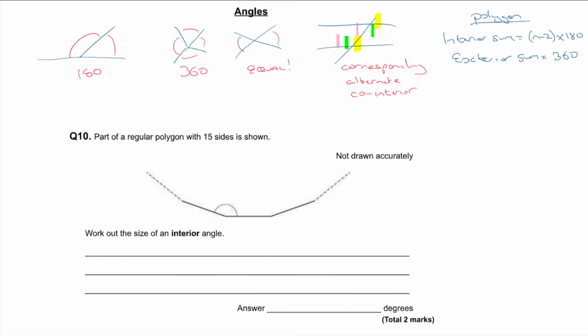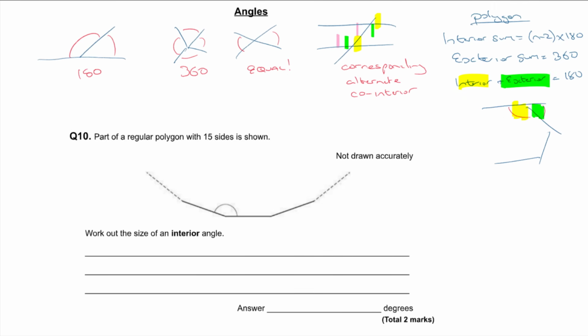And you need to remember that interior plus exterior equals 180, doesn't it? Because they lie on a straight line each time. So that one is the interior, and that one is the exterior. If you add them together, you always get a straight line.